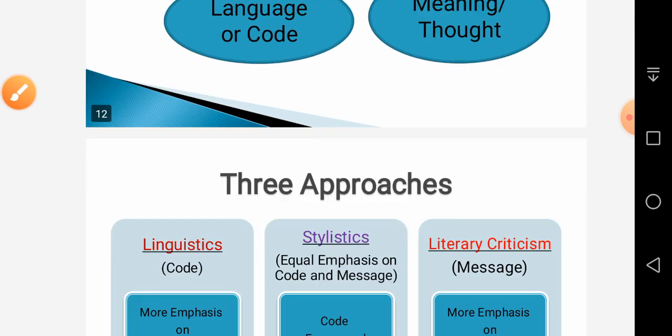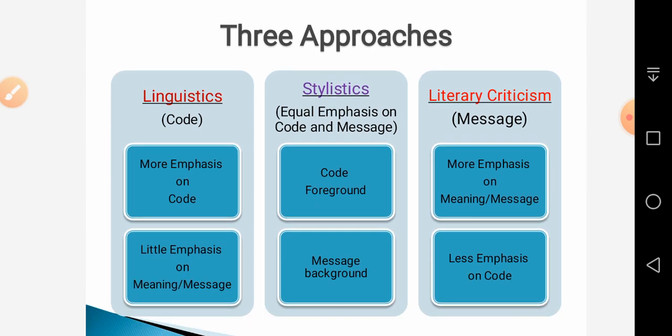Now, there are three approaches, as you can see here, and this is our main topic. Whenever we pick up a piece of literature, be it a novel, fiction, or a kind of poetry, an ode, a sonnet, an elegy, an epic, or a ballad, narrative poetry, lyrical poetry, or a play, tragedy, comedy, all these are known as literary pieces or literary texts. So there are three approaches.